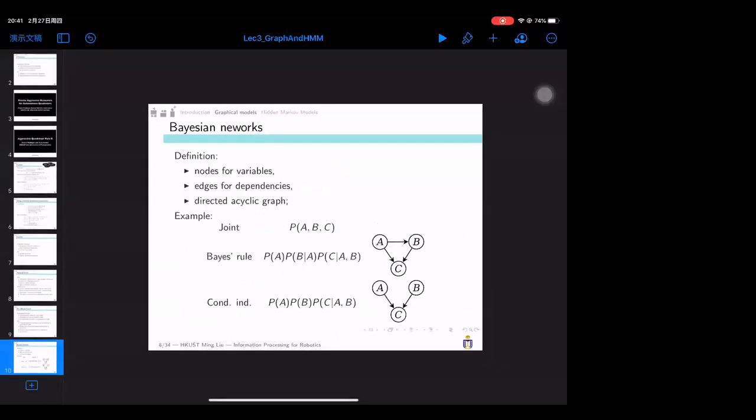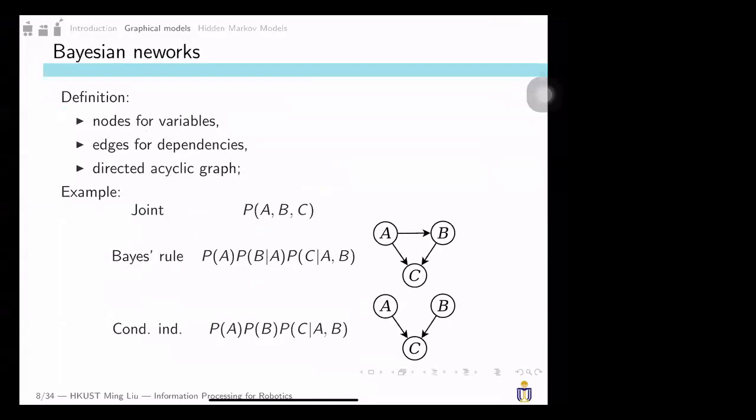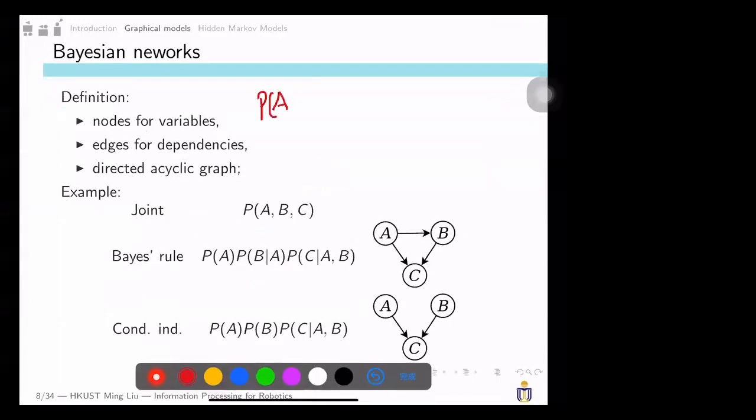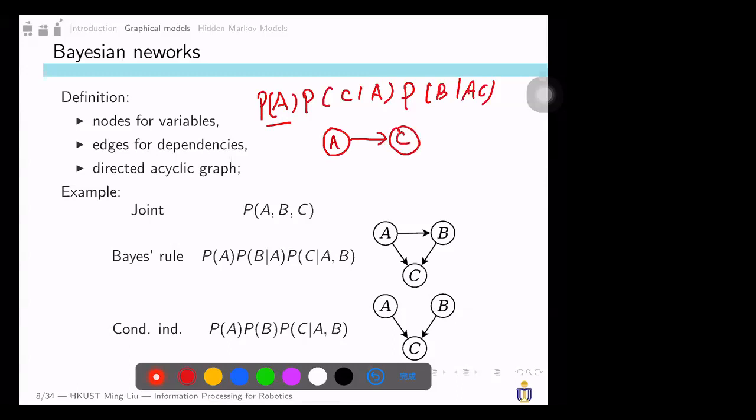Okay, so you have this one-to-one mapping. So if you write PA times PC given A and PB given AC, with this decomposition, you have PA as a circle node without any parent, and C is given A, and B is the child of A and C. Okay, so these two graphs are a little bit different.